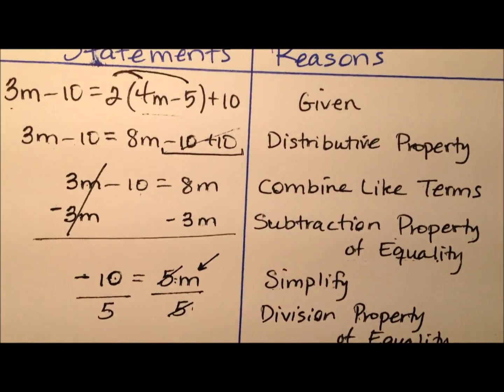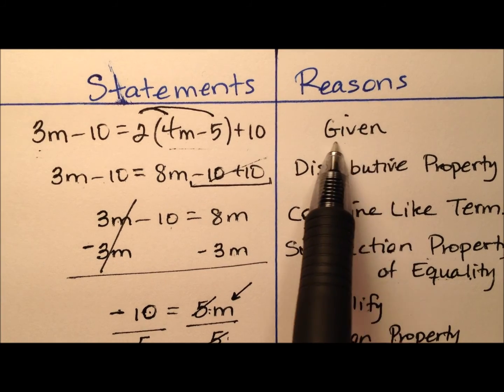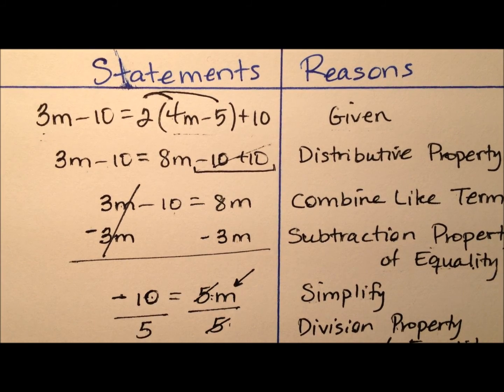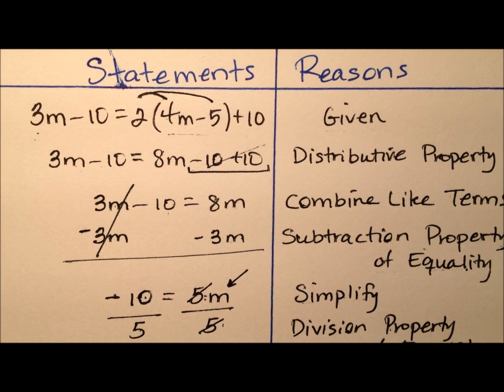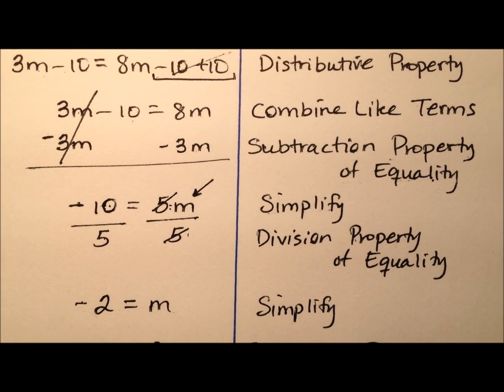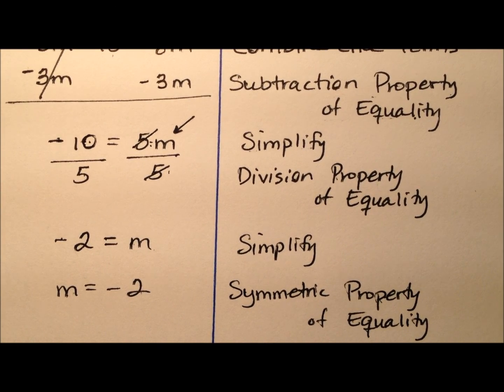So let's go back up to the top. We started with our equation here, and the reason here was given, of course. And then we walked through on the left side and we solved our equation. And on the right side we gave justification for every step that we took along the way until here we were at the bottom and we saw that m equaled negative 2.